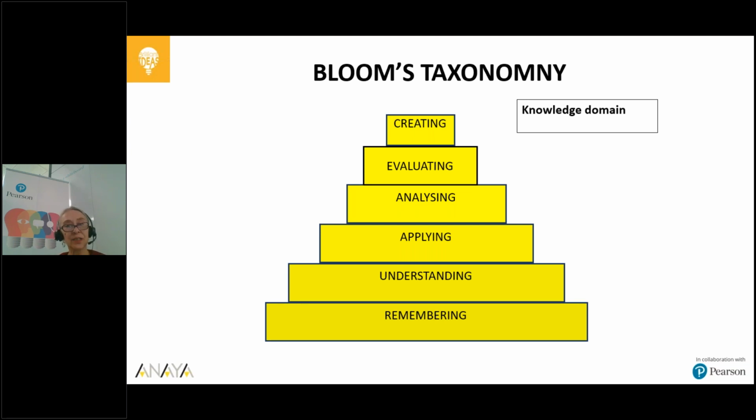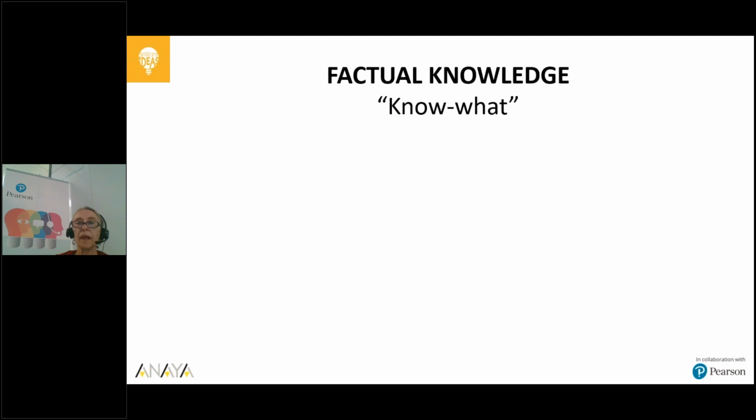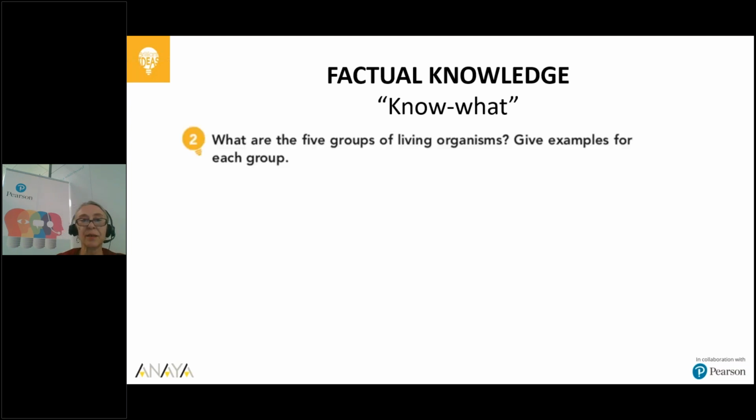And that brings us to the next question. What do we mean by knowledge? There are lots of different types of knowing. Quite often we divide knowledge into two big groups. We can talk about factual knowledge, knowing what. Some of the activities that would be related to this might be, for example, what are the 5 groups of living organisms? You need to know those 5 names. Give examples of living species from each group.